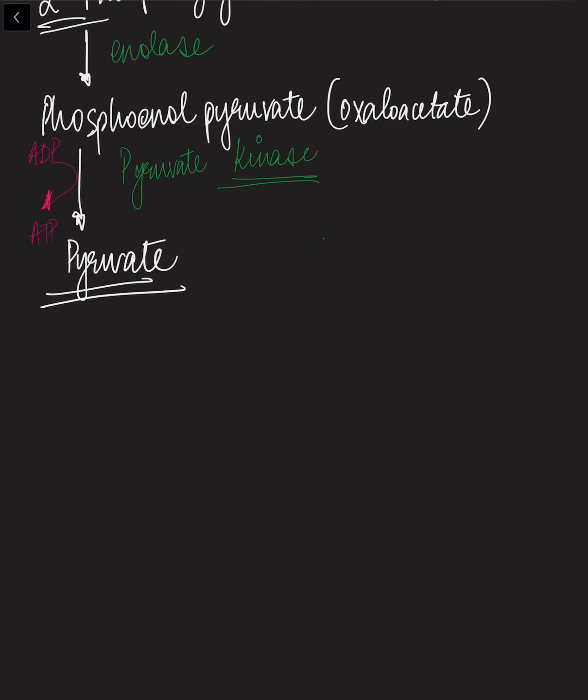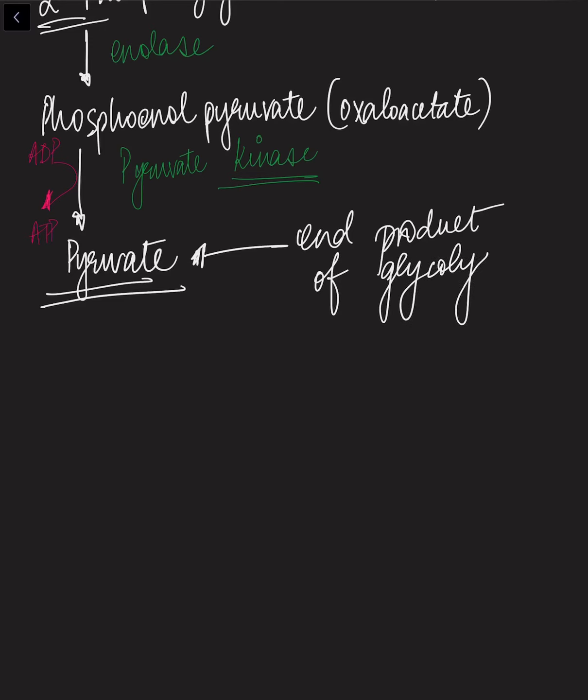So pyruvate is the end product of glycolysis, and depending on the environmental condition and the bridge reaction, pyruvate will either be converted into lactic acid, or completely oxidized to ATP, or there would be alcoholic fermentation.